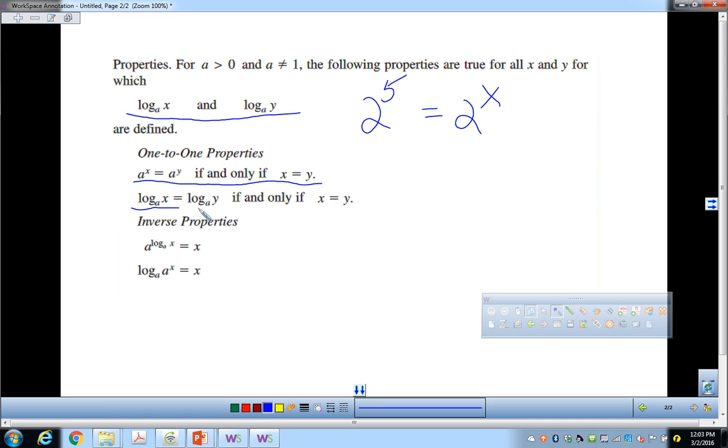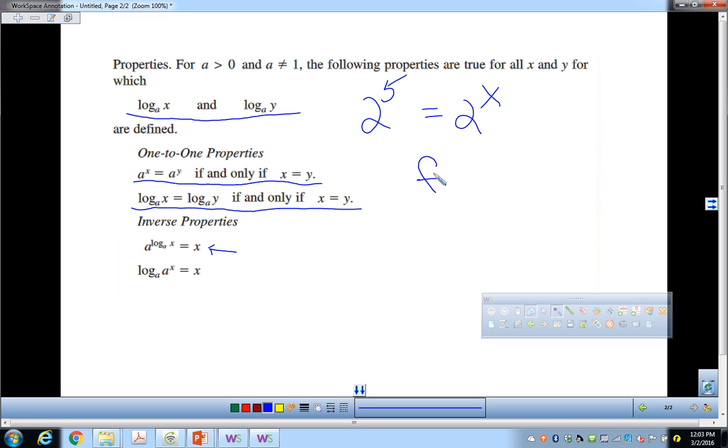You also know that if log base a of x is equal to log base a of y, that also means that x is equal to y. Okay, so we're going to use these properties a lot. The other two important things to remember, we already talked about this, are that a to the log base a of x is equal to x, and log base a of a to the x is equal to x, because the logarithmic function and the exponential function are inverses of each other.